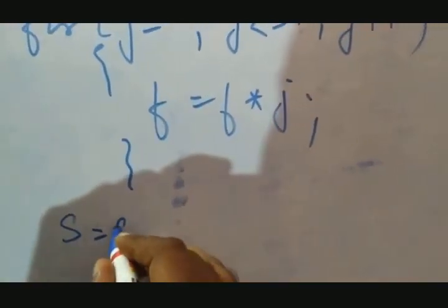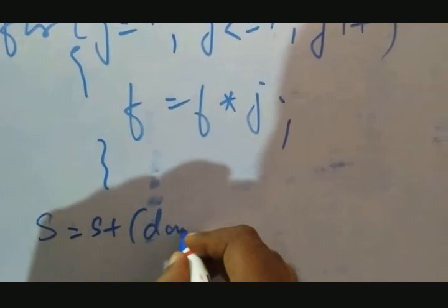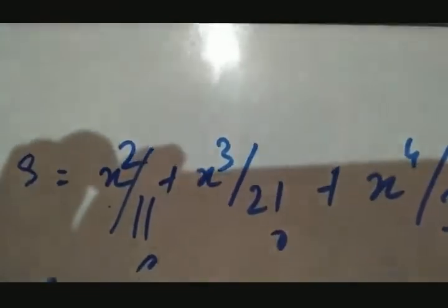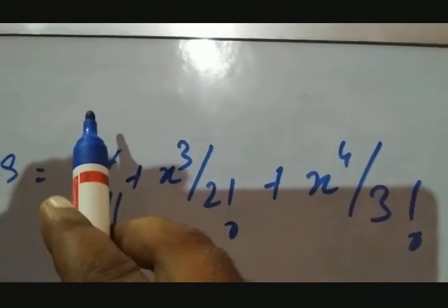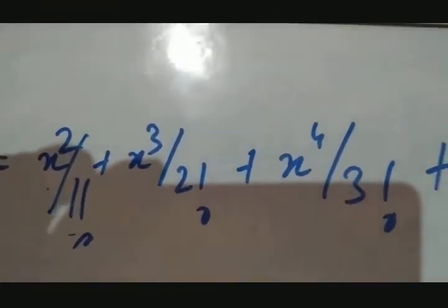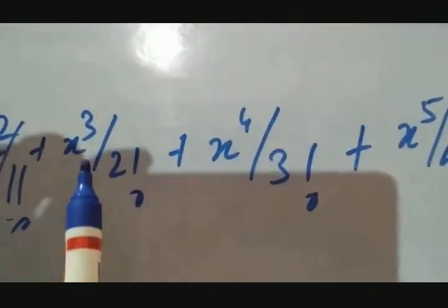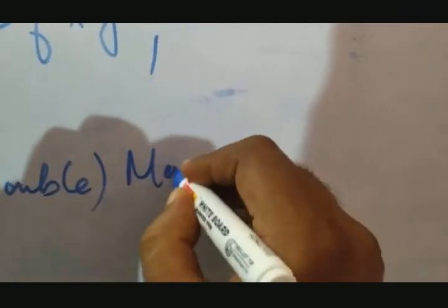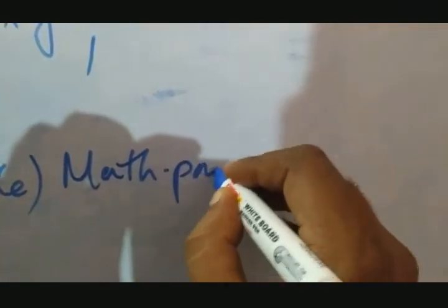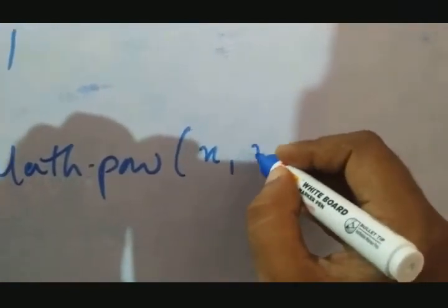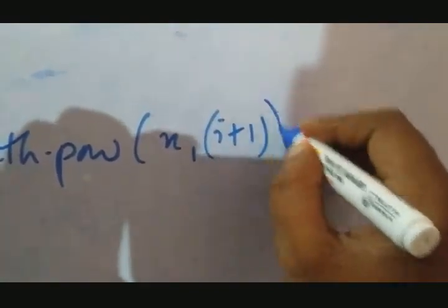So here s equals s plus, now double. What we are doing? We are raising a power. When i is 1, the power is 2, that is i plus 1. When i is 2, the power is 3. So here Math dot pow, Math with capital M, x to the power i plus 1, upon f.